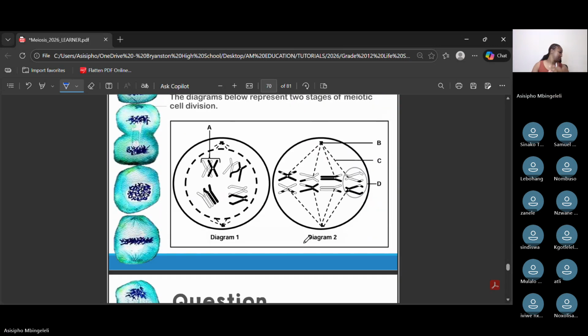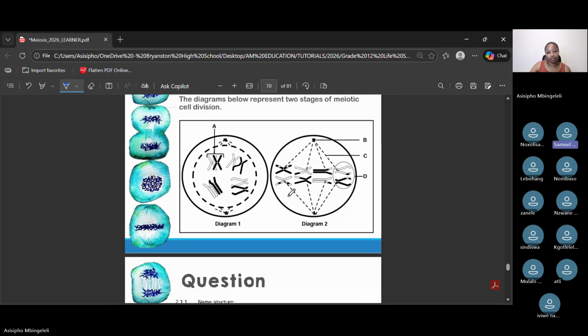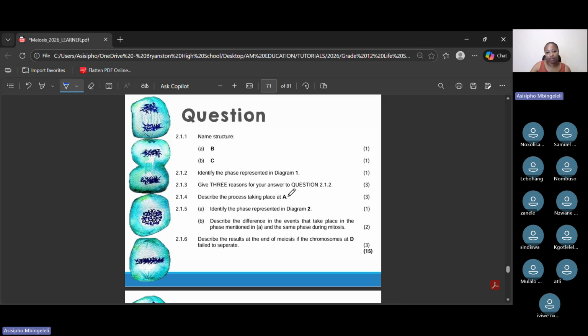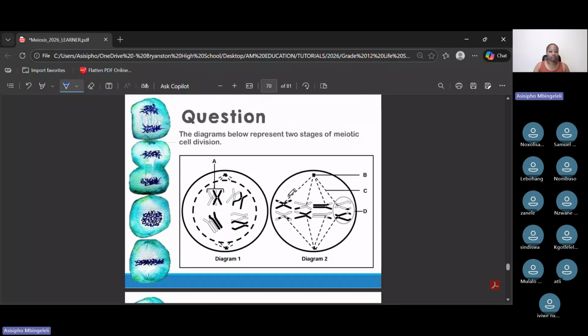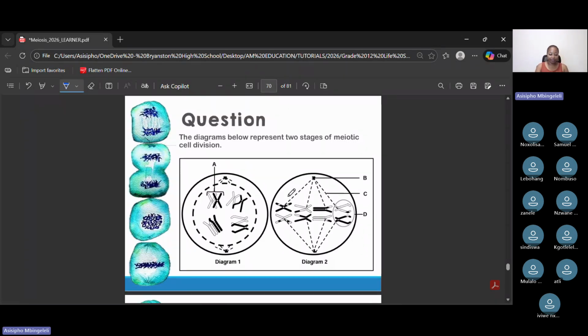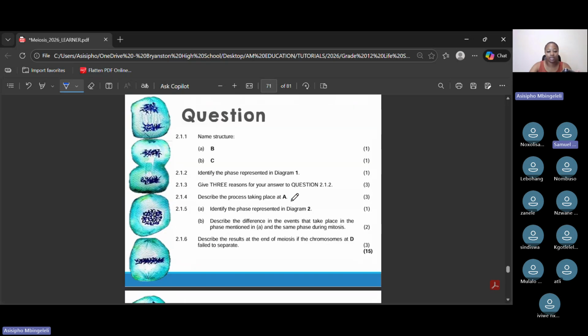Let's do this one. I'm going to send it to the group now. Remember, application, application, application. So you read into what you are given. Please try your best to answer. That's the diagram. I'm going to show you the questions just now.